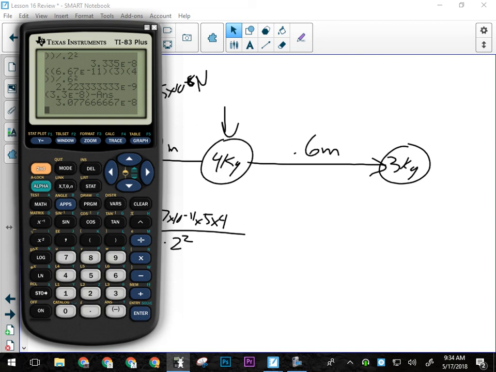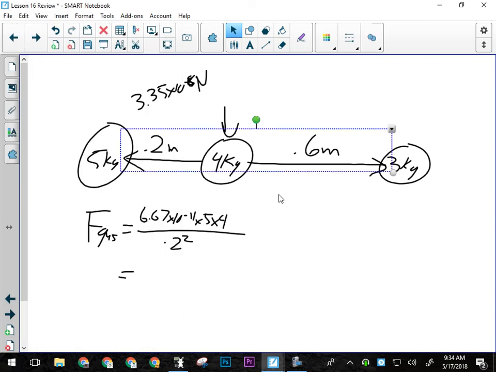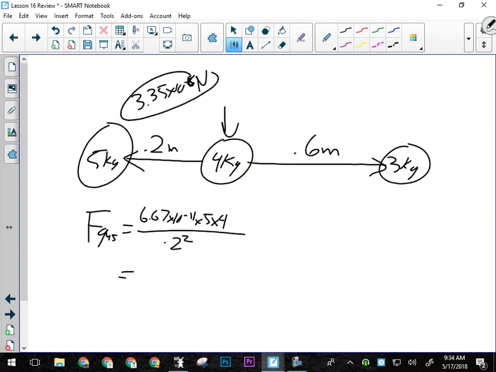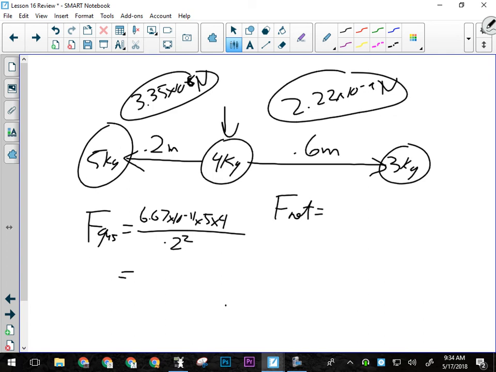Okay, so all I did here was calculate the two forces of gravity. So I calculated the force of gravity here, and then this one was... okay, so I calculated both of those, and then I said F net equals FG 4.5 minus FG 3.4. So that was our 3.35 times 10 to the minus 8 minus 2.22 times 10 to the minus 9, and then I got our net force there.